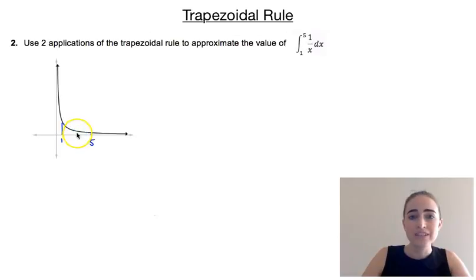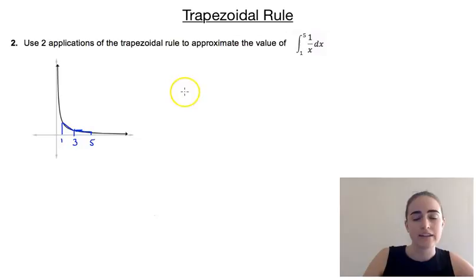What we're going to do this time is we're going to split that interval in half. So halfway between 1 and 5 is 3, and we're going to look at two smaller trapeziums instead. So what that means is it's going to be a lot more accurate. So the more rectangles you have, the more applications of the trapezoidal rule you do, the more accurate your answer is going to be. So let's have a look at what that's going to look like.